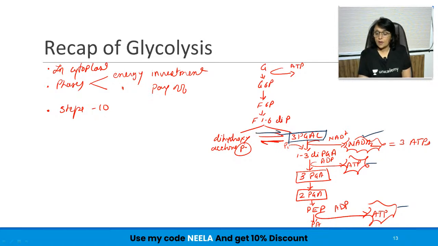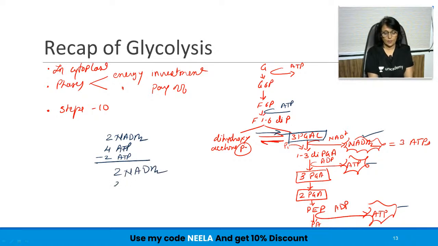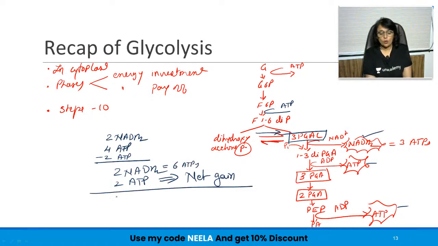But because this is ultimately going to change into PGAL, so everything is going to be double. That means there would be 2 NADH2 and total 4 ATPs. 1 ATP will be used here also, so you will have to give those 2 ATPs back. So minus 2 ATP. So here we will get 2 NADH2 plus 2 ATP. This ATP is the net gain, the energy or the molecule which you can spend immediately. And this is equivalent to 6 ATPs. So gross ATP gain is 6 plus 2, that is 8 ATPs.